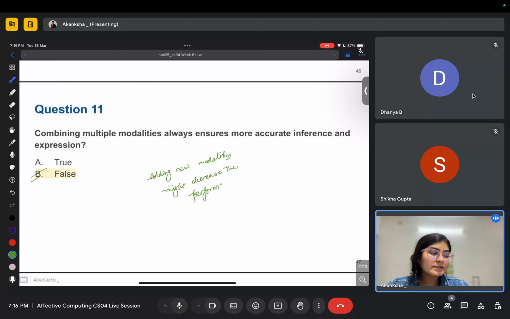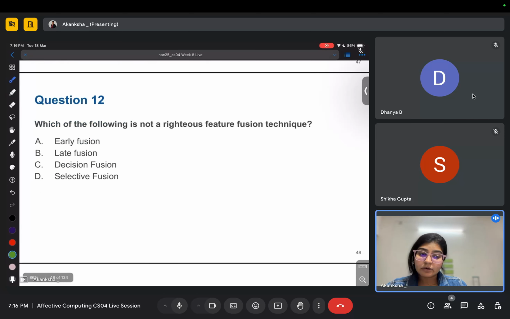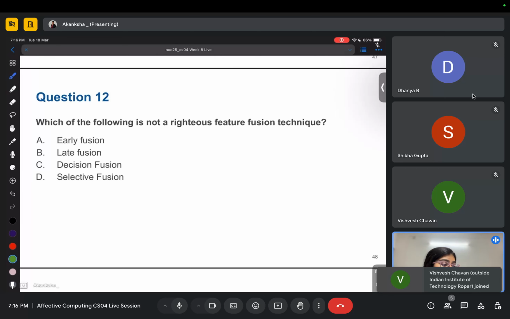Yeah, might is the keyword, because you cannot just state that it is going to increase. It might, or might not for that matter. Okay, which of the following is not a righteous feature fusion technique? Early fusion, late fusion, decision fusion, or selective fusion?